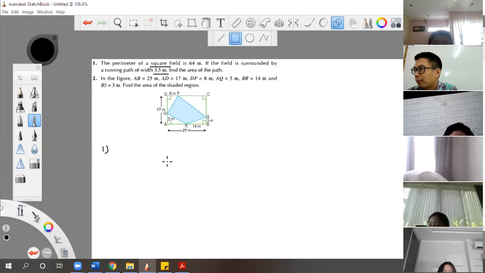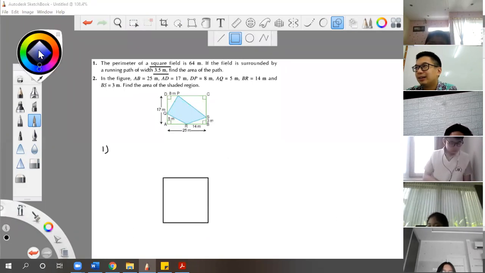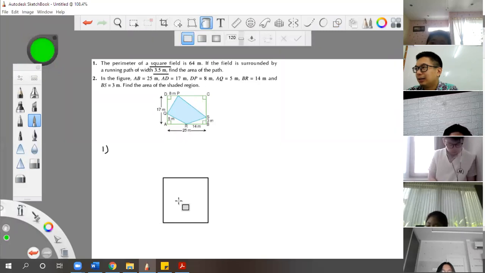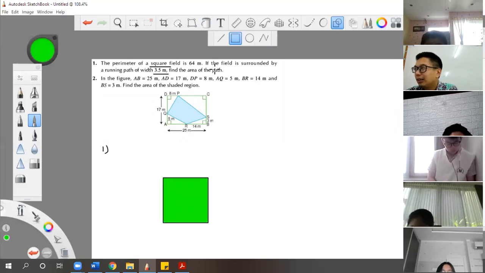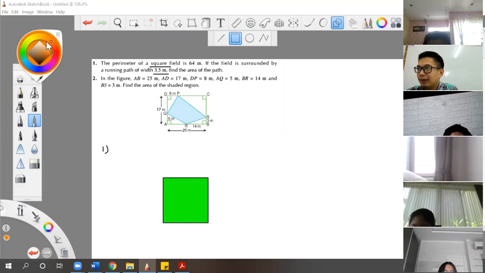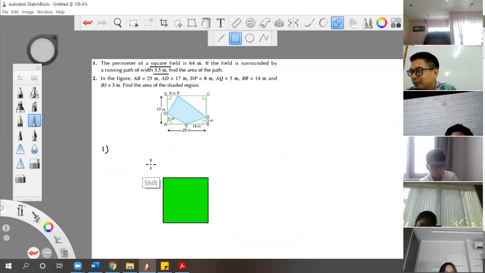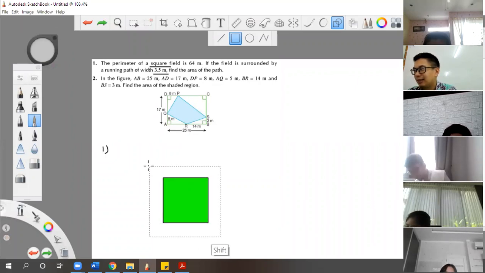Square. Ini fieldnya, hijau warnanya, green. Taruhlah green. Okay, it's a square field. Terus, the field is surrounded by a running path of width 3.5. Running path, warna aspal ya, abu-abu ya. So here, dibikin kayak gini. Ya, oke, gambar jelek.